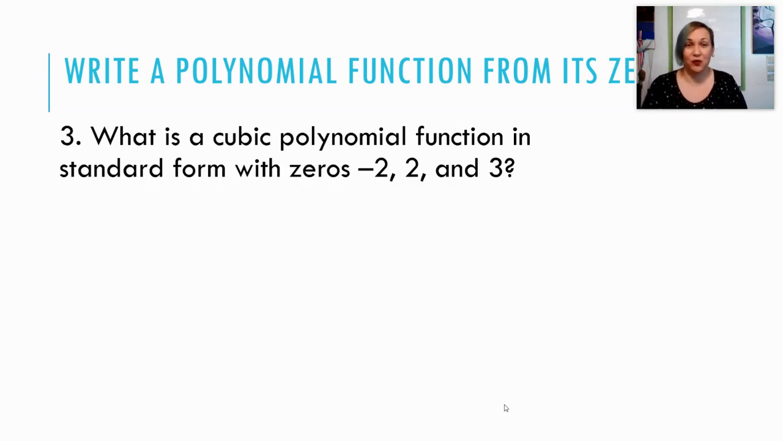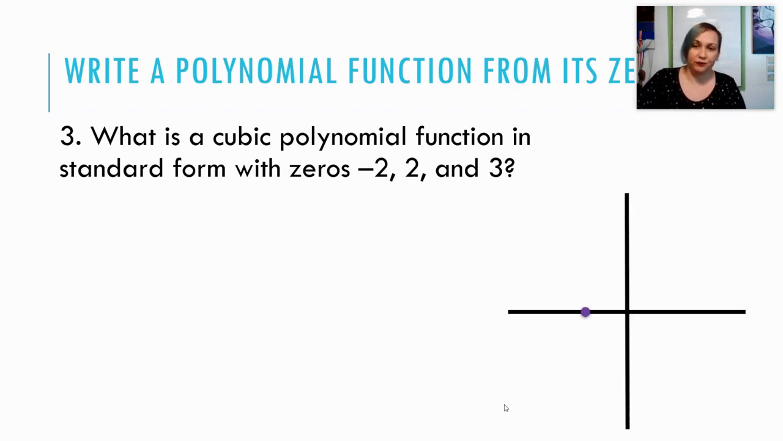Here's our first example. So it says, what is a cubic polynomial function? Cubic means that my exponent should be a 3 when I'm done. In standard form, so they want it to be all multiplied out. And it says that it definitely has the zeros of -2, +2, and 3. So they're giving us the answers, and then our job is to figure out the original problem.